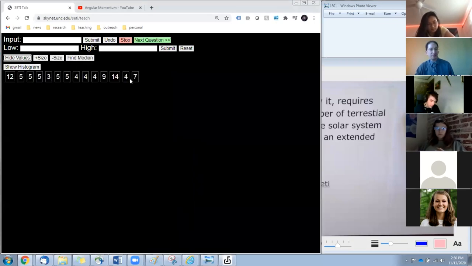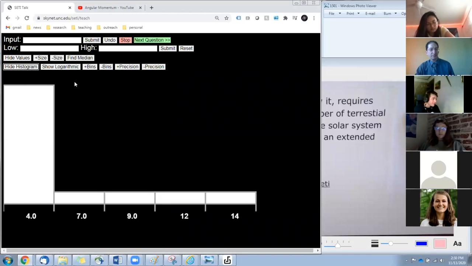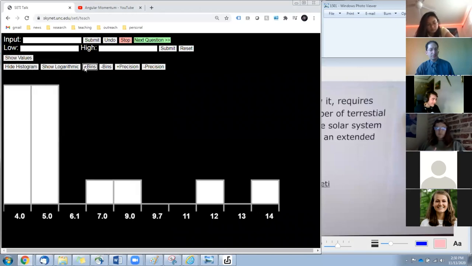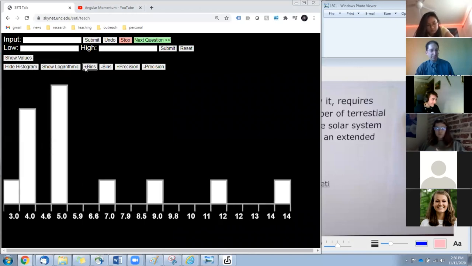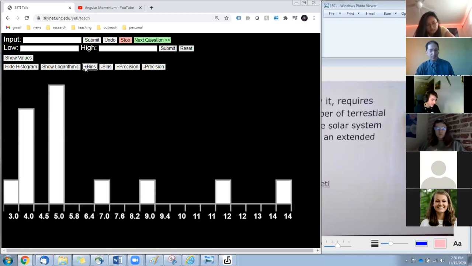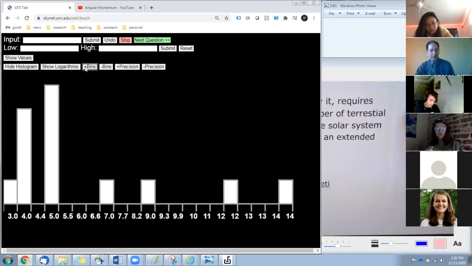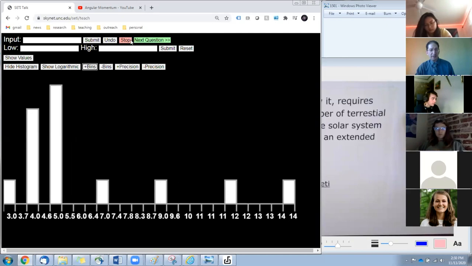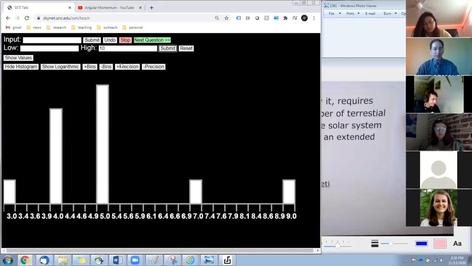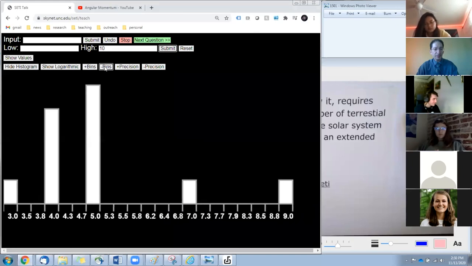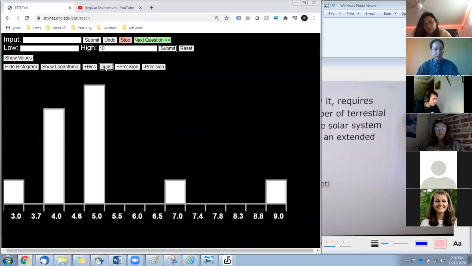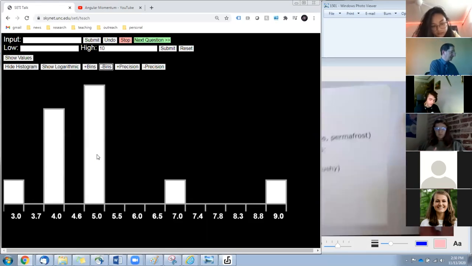Let's see. Lots of bins in there. Maybe I'll cut it off at 10, make it a little bit easier to look at. So we got some fours, some fives. I actually came up with six. So it seems that most of you got most of them. Let's take a look at my list here.